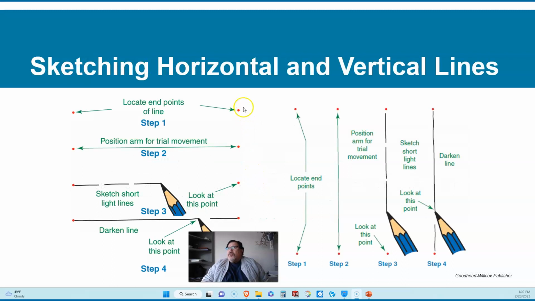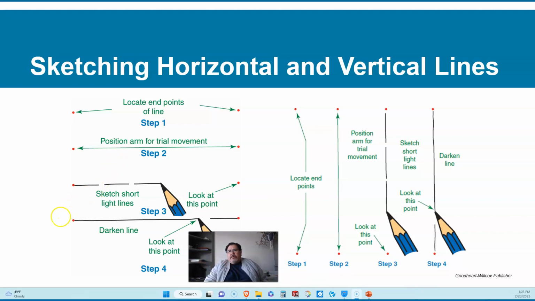Okay, so sketching horizontal and vertical lines. Right, you've got 2 endpoints of a line. In any kind of drawing, you're going to take a ruler and draw a straight line, or you don't have a ruler but you're going to draw a straight line. You're going to have 2 points that you're going to locate. You're going to say, give me a line from here to here. So you're going to locate your endpoints, and then position your arm so that you can move the pencil from that point to the other point in the stroke of the wrist or a sweep of the arm.